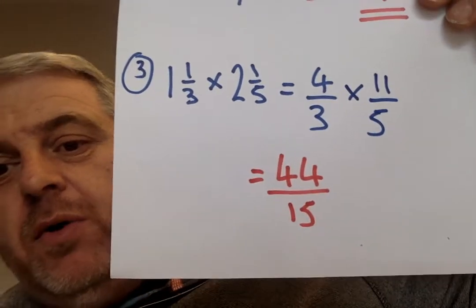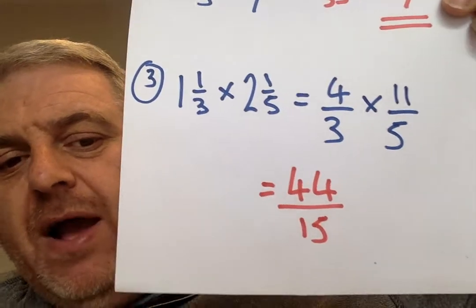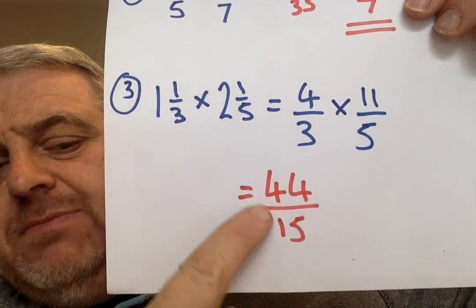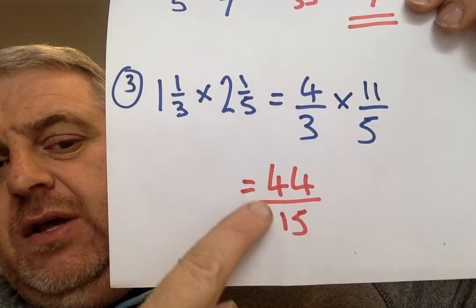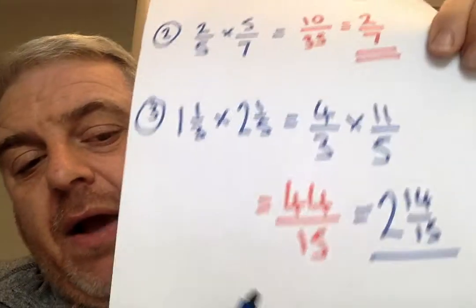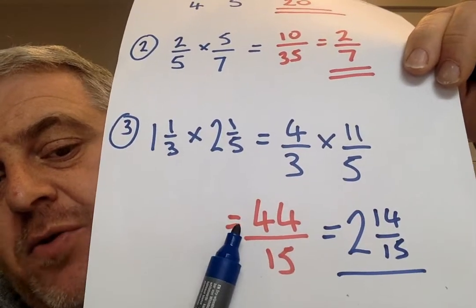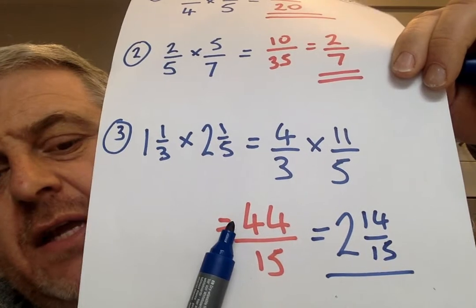So I get this, what we call top-heavy or improper fraction. That is, the top of the fraction is bigger than the bottom of the fraction. Okay? And again, that'll be accepted as an answer, but it's always nice to tidy it up. So how do I tidy it up? We need to work out how many 15s go into 44. This is not the easiest thing in the world.